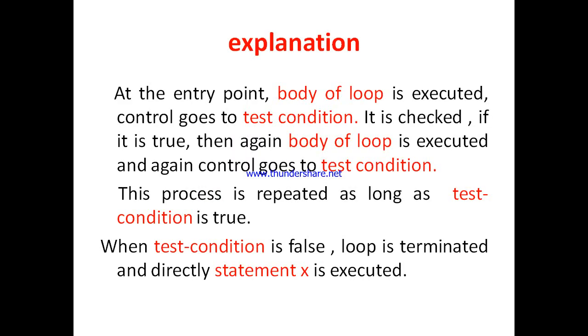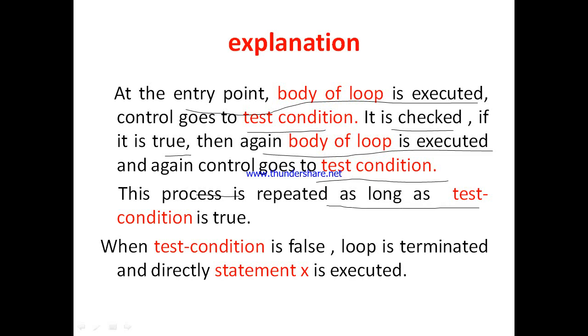Now let us see the explanation part. At the entry point, what happens? The body of the loop is executed, then control goes to the test condition, where it is checked. If it is true, then again the body of the loop is executed. Again control goes to the test condition. This process is repeated as long as the test condition is true. But when the test condition is false, the loop is terminated and directly statement X is executed. Okay, very simple part, the do while loop.